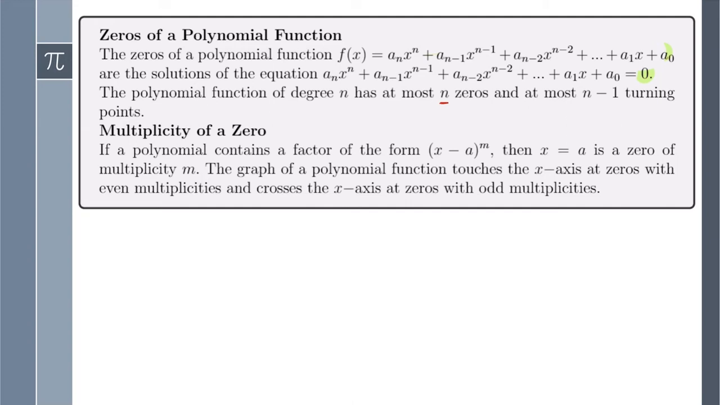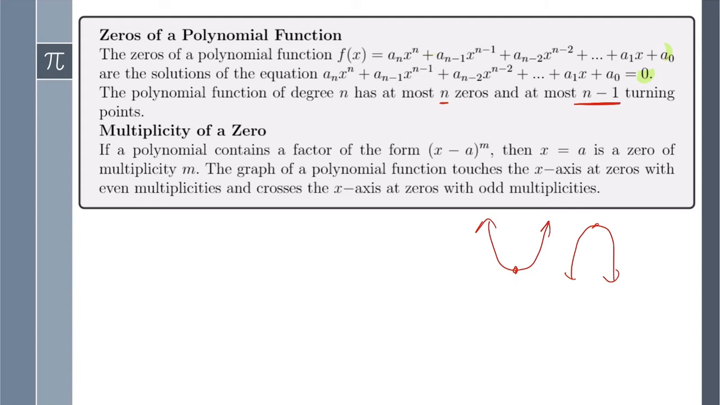Similarly, a polynomial function of degree n can have at most n minus 1 turning points. For example, a quadratic function is degree 2, so we have one turning point, whether it's facing down or up. Similarly, a cubic function could have at most 2 turning points. Again, it's at most. It could have just one, or it could have no turning point, but the maximum possible is n minus 1. So a cubic function could have 2 turning points, a quadratic could have 1 turning point, and a fourth degree function could have 3 turning points. So it is 1 less than the degree.